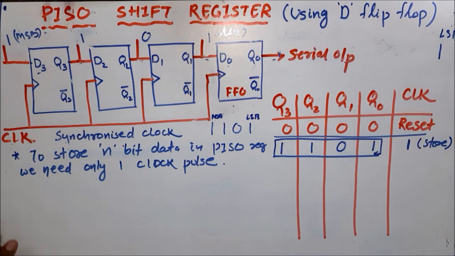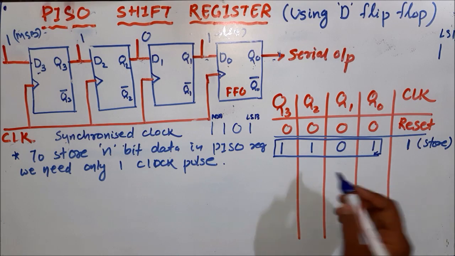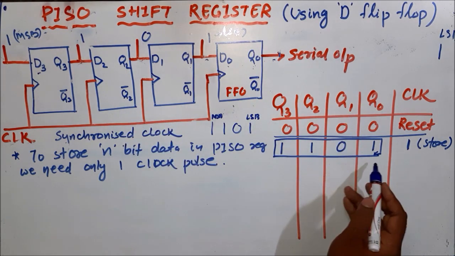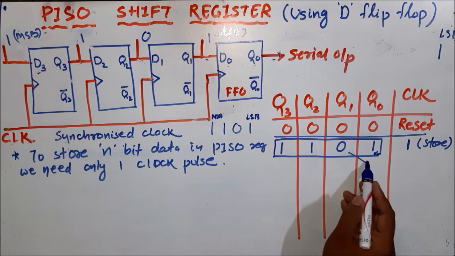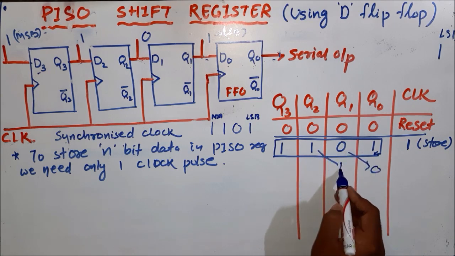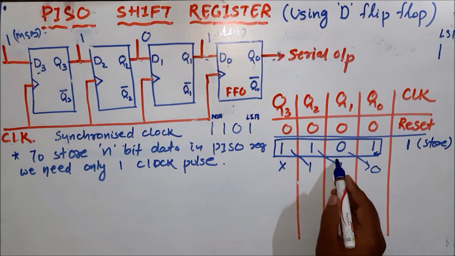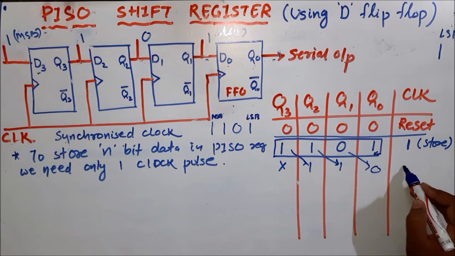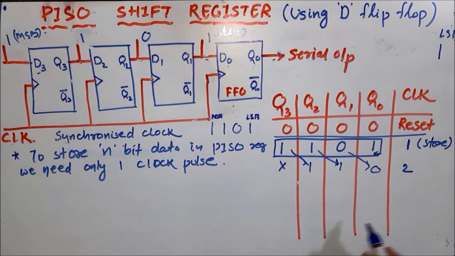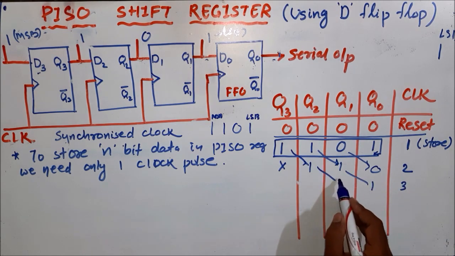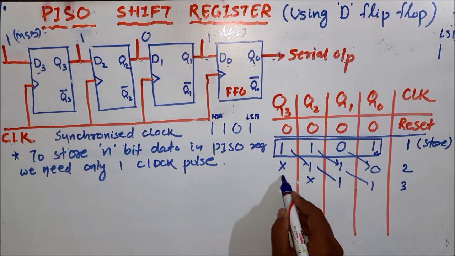If I apply the next clock pulse, what happens? Same thing, the rotate happens. Input is rotated to output. So this is output, this is input. So 0 is coming here, 1 is coming here, 1 is coming here. Don't care about this. This is the second clock pulse. And for the third clock pulse, this one is coming here, this one is coming here. This you don't care, this you don't care.